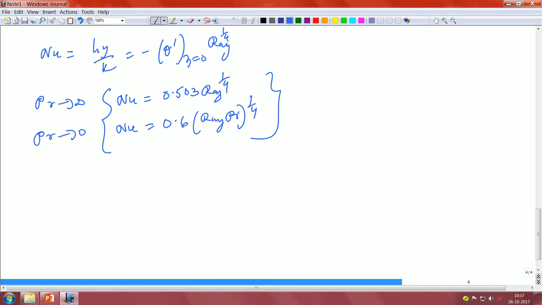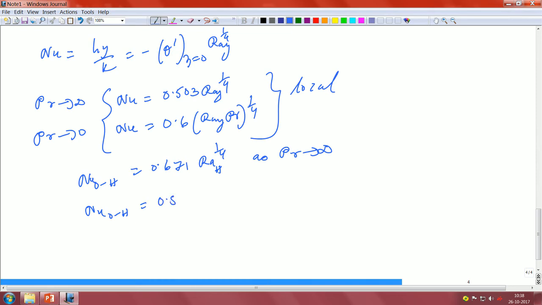integral formulation, right. The average Nusselt number, these are the local Nusselt numbers, right. The average Nusselt number, when you integrate from 0 to h, that means along the length of the plate, becomes 0.671 times Rayleigh number h to the power of 1/4 as Prandtl number goes to infinity, and this will be 0.8 times Rayleigh number, Prandtl number to the power of 1/4 as Prandtl number goes to 0.